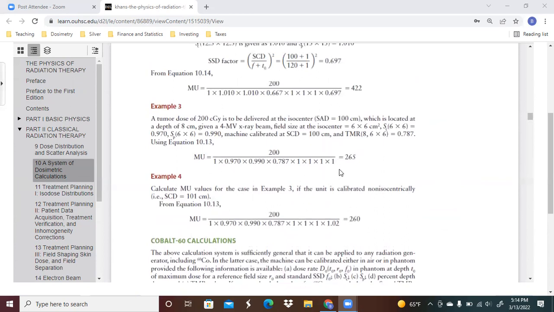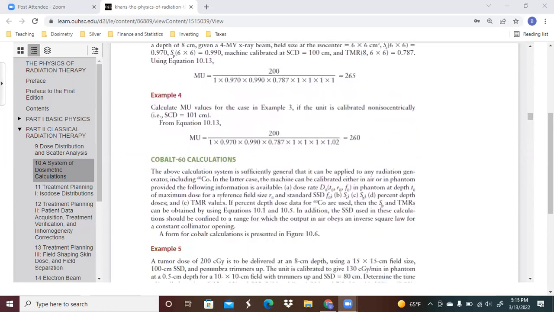So now we know where all of these factors come from. This is our calibration factor, S sub C, S sub P. This is TMR, wedge. This is the tray factor, this is the off-axis factor, and again, this is the inverse square factor, which we said was 100 over 100 squared, which is just going to be 1. Multiplying all of that together, we come up with 265.